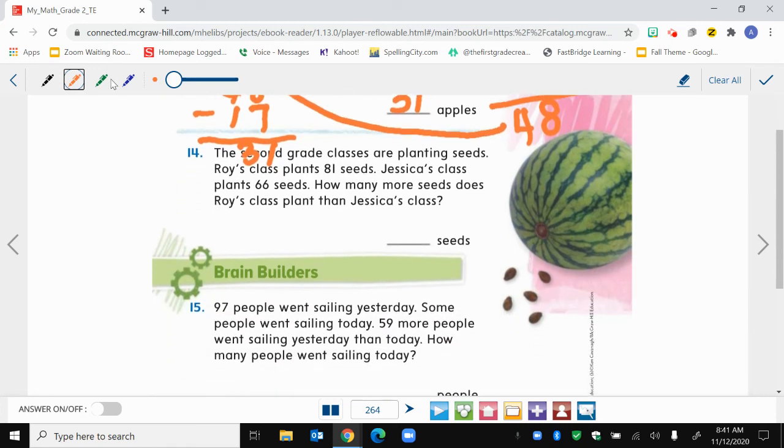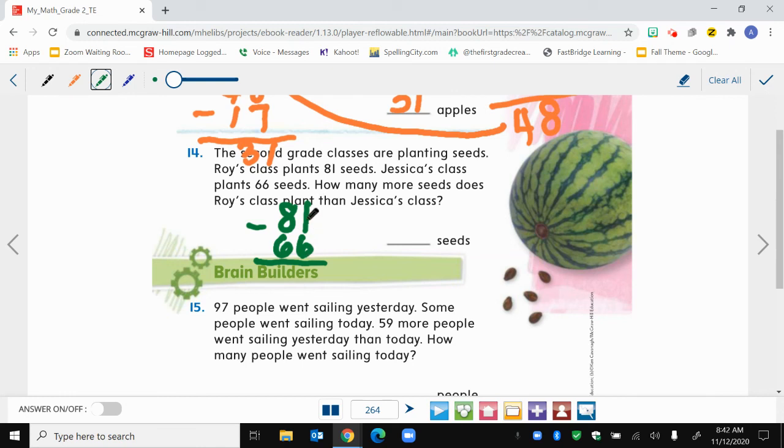All right, let's look at number 14. It says, the second grade classes are planting seeds. Roy's class plants 81 seeds. Jessica's class plants 66 seeds. How many more seeds does Roy's class plant than Jessica's class? So, 81 in Roy's minus the 66 from Jessica's. That will tell us the difference, right, between the two classes.